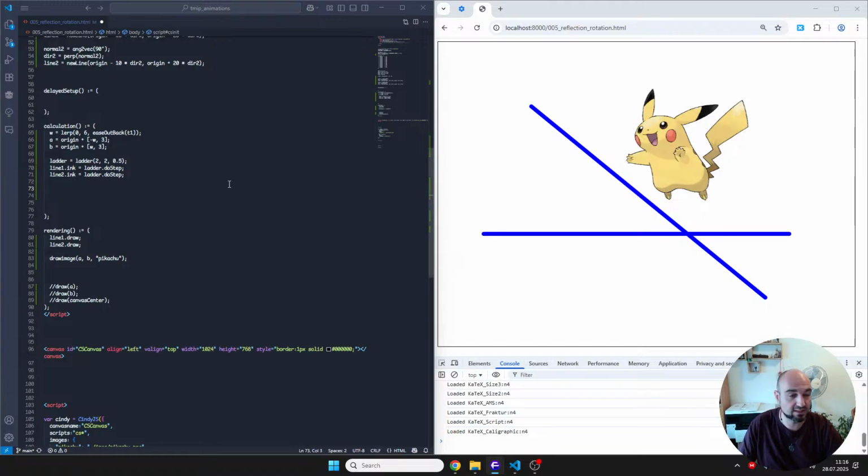Fantastic. So let's say we have new points. Let's call them AA. Very uninspired. So AA is the reflection. So this is 2 times, and what do we have? We have A times dir1 divided by the length squared of dir1, which is already 1.